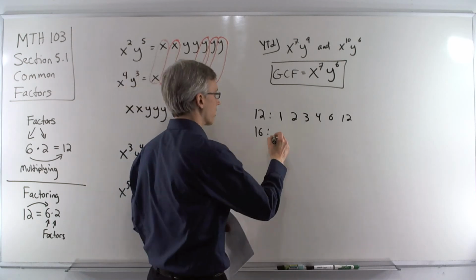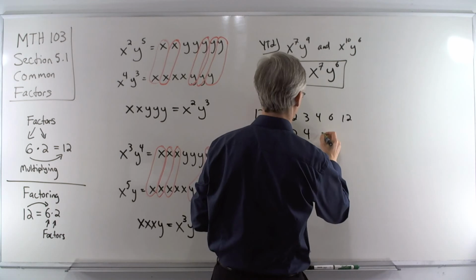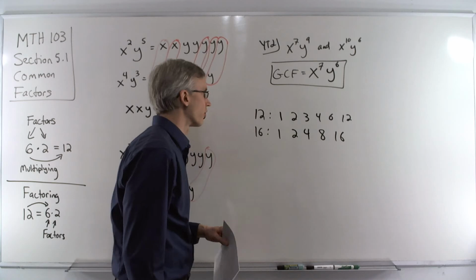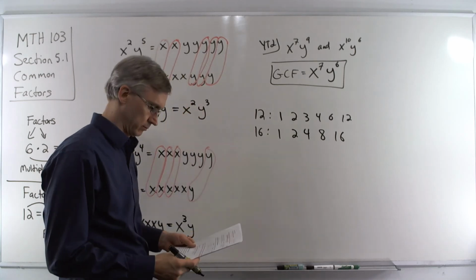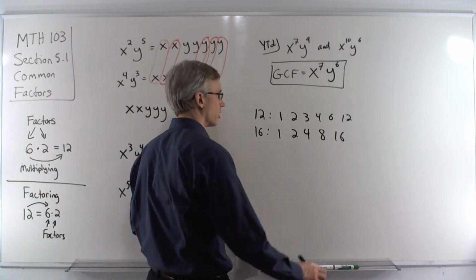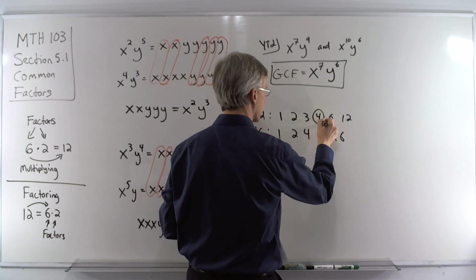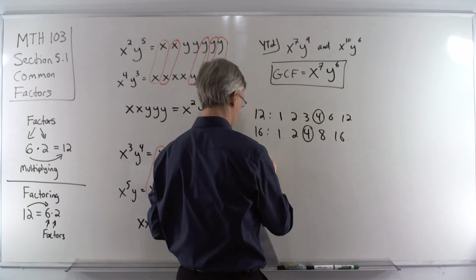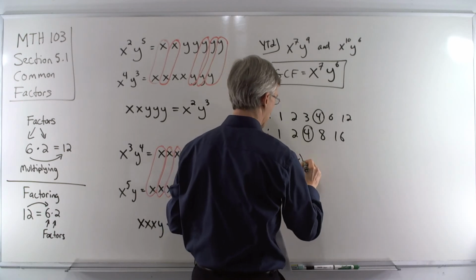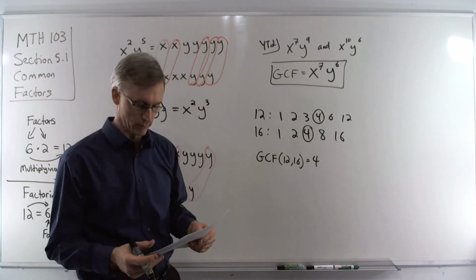And for 16, you got 1, 2, 4, 8, and 16. Now I'll look through this list. Let's pick the largest match. I'm starting from the biggest numbers, go down. First match I see is 4. So the greatest common factor of 12 and 16 is 4.